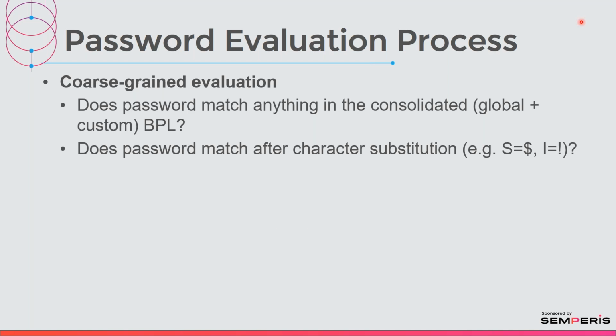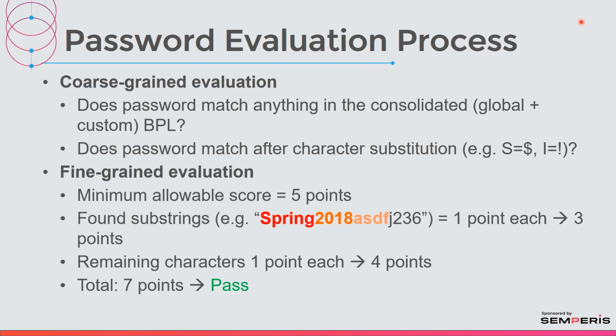So, character substitution. The fine-grained evaluation is done on a point scoring system. The first pass is whether there are found substrings in the password. For example, in this one we have a substring of spring, a substring of 2018, and a substring of ASDF. Those substrings are worth 1 point each, so that's 3 points. And the remaining characters that don't fall into the passphrase or a common password are 1 point each. So you've got J236, that's 4 points. So 3 plus 4 equals 7 points, which is more than 5, and then it passes. The idea here is to strike a balance between minimizing the use of common passwords and beating the poor user over the head with a combination that they can never hope to achieve.